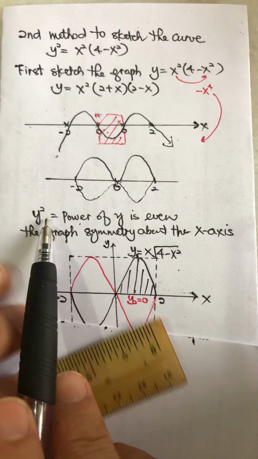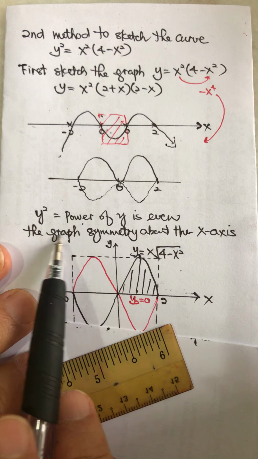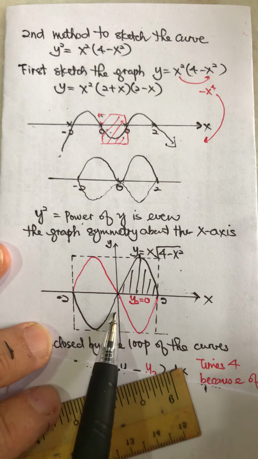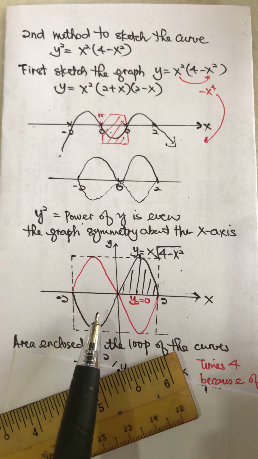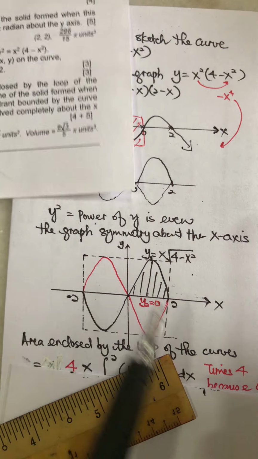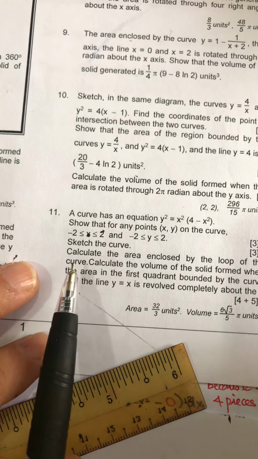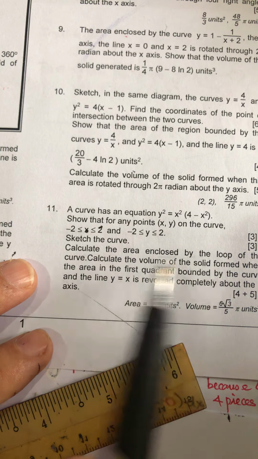Okay? Y square, the power is even, therefore the graph is symmetry about the x-axis. That's why you get this. So this is the second method of sketching the graph. Whichever method you use is correct. Okay, now the following part. After that, calculate the area enclosed by the loops of the curve.